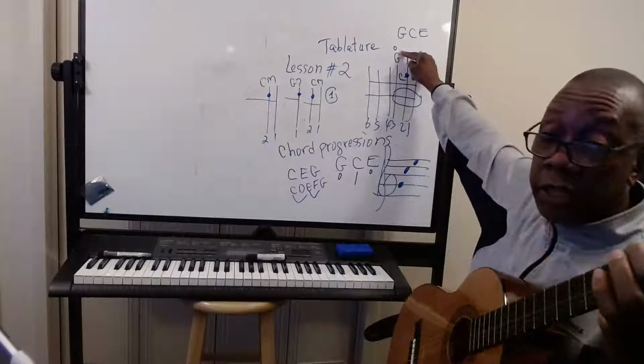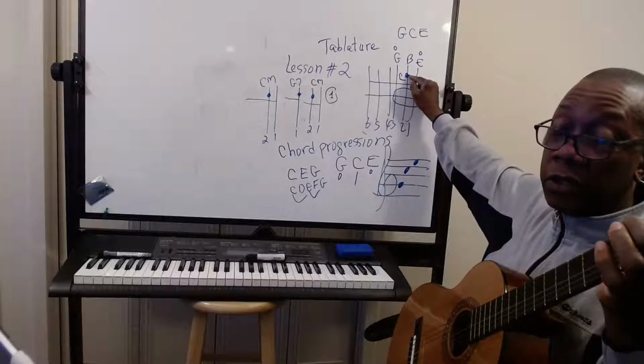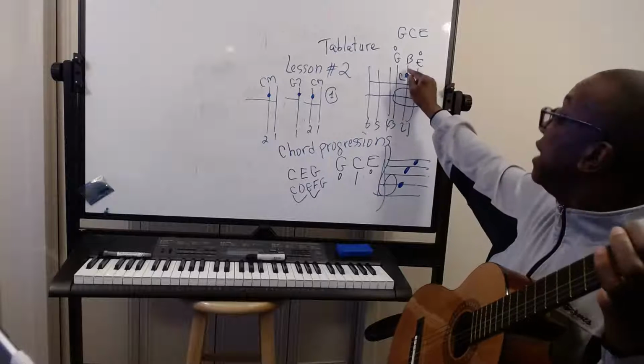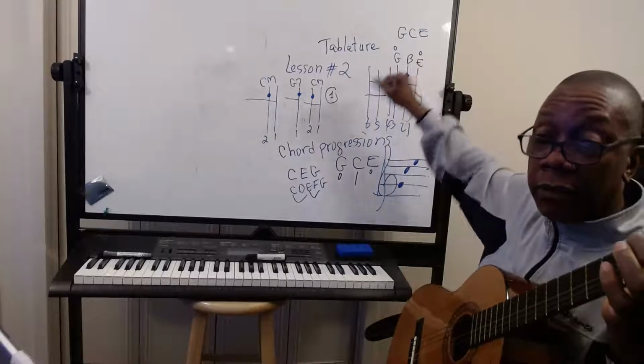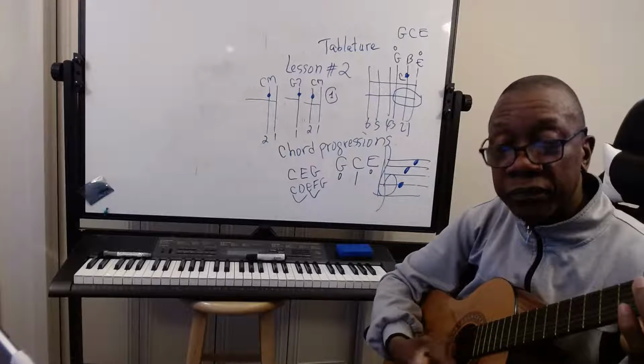One string is a G, it's open, and the next one is a C because I'm touching. Touching is not open. B is a C here, and then the next one is the E, which is open. So those are the three strings. It sounds like that. Pretty good.